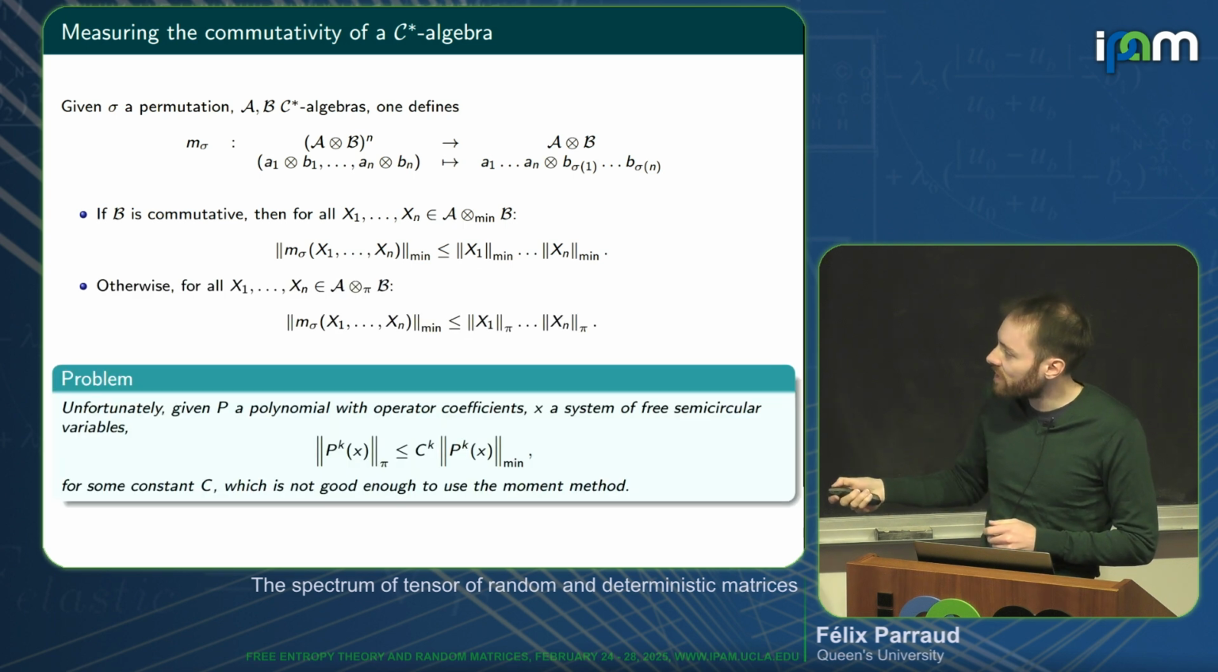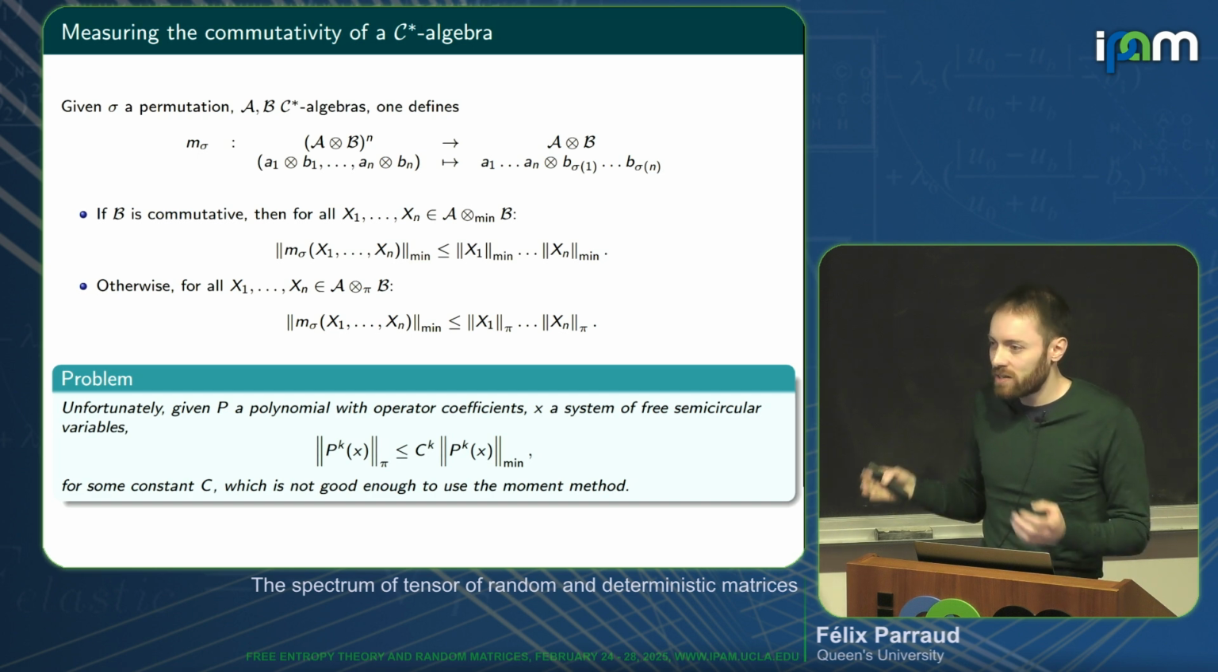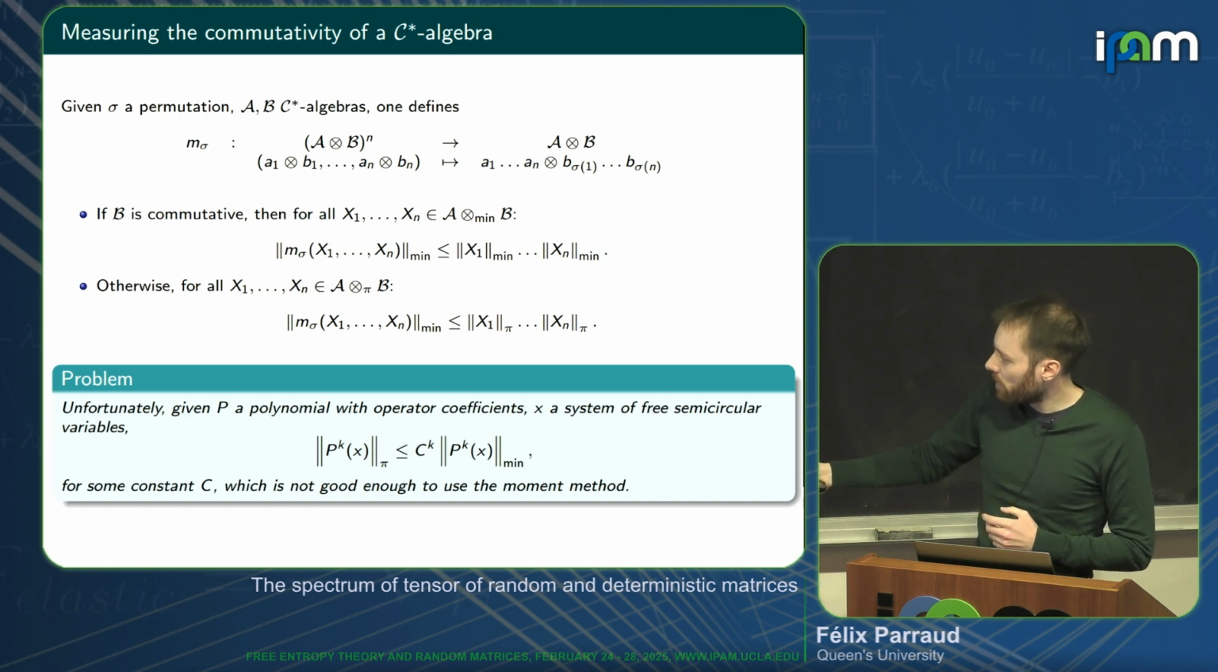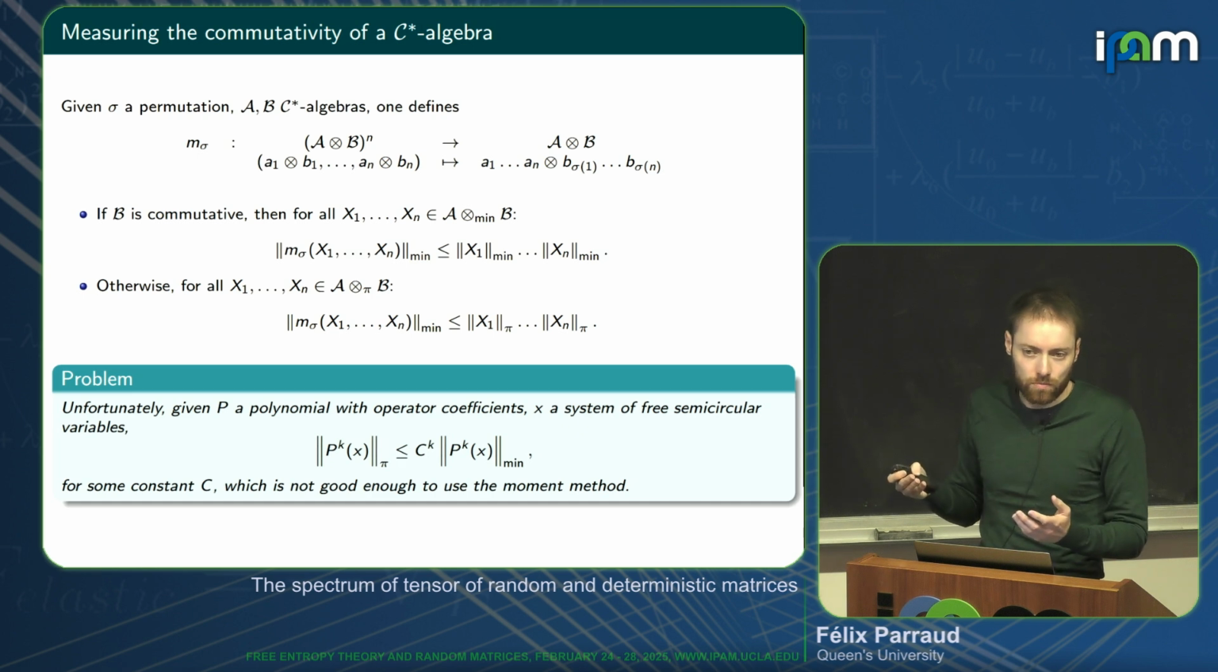But then, as soon as B is not commutative anymore, the only naive estimate that you can realistically do is bound this thing by not the minimal tensor norm, but the projective tensor norm. If you don't know what the projective tensor norm is, it's okay, you can still follow.